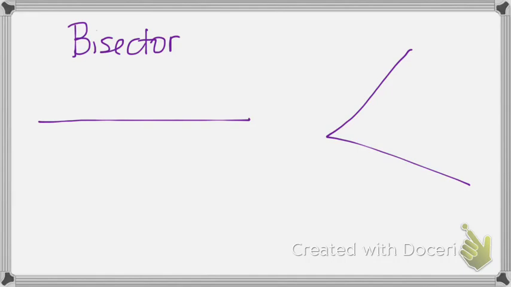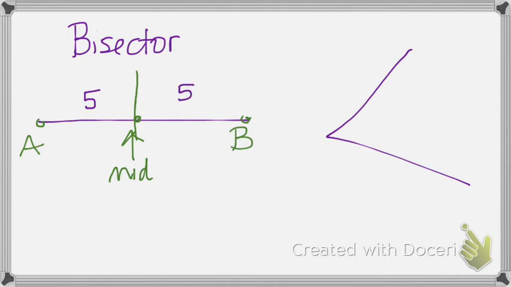Okay? A segment bisector goes through the middle of a segment. So if this is segment AB, that's the midpoint. A bisector would be a line that goes through the midpoint. Okay? And it cuts it in half. So if this is 5, what would this side be? 5. What would the whole thing be? 10. All right.